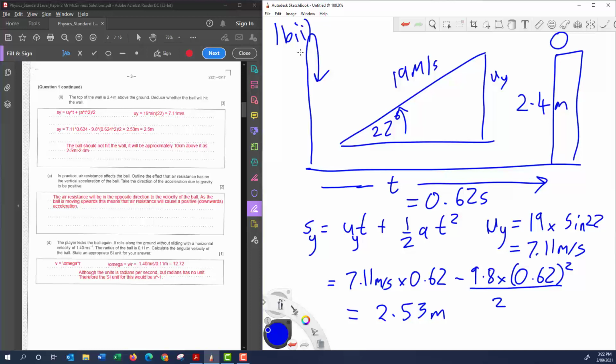Let's have a look at 1c. So we'll look at 1c now. And for this one here, it's just asking us to describe the effect of air resistance on the ball. So air resistance, I would say, always opposes the direction of velocity.